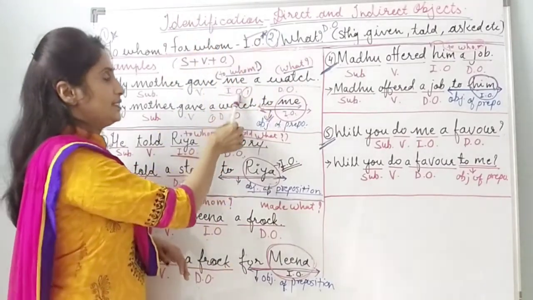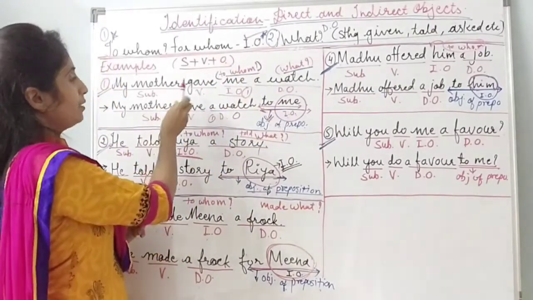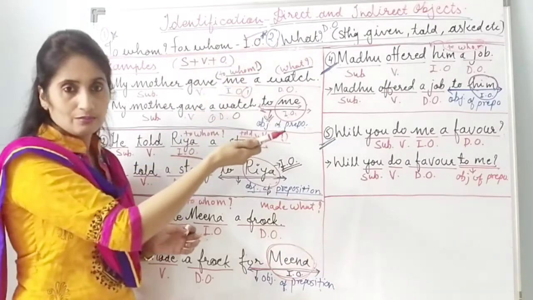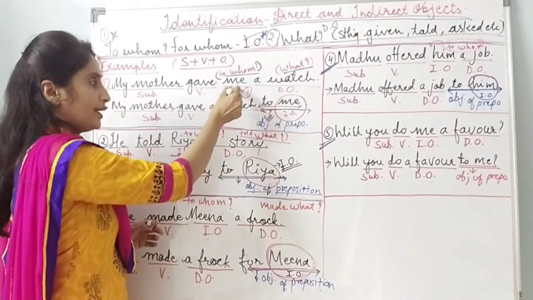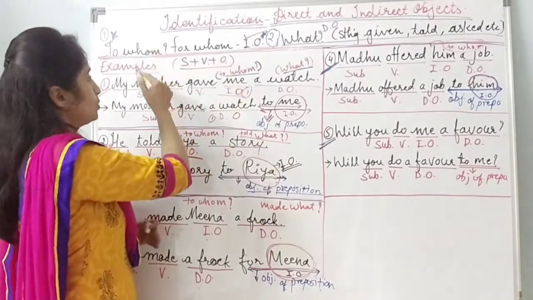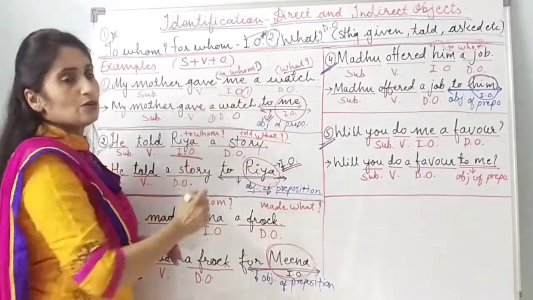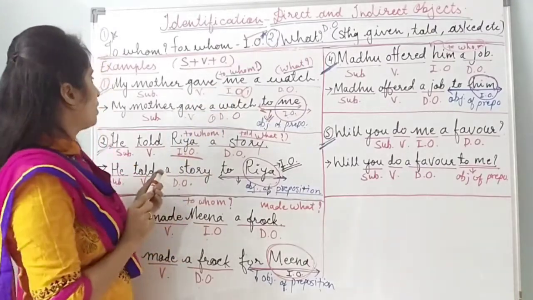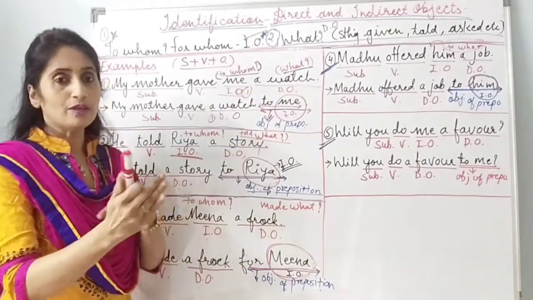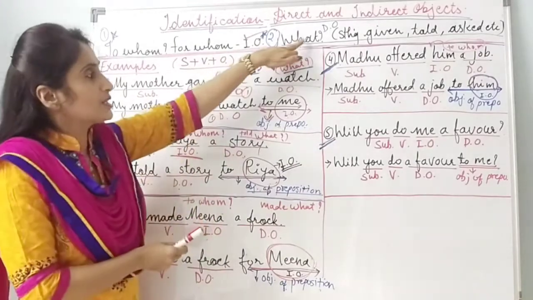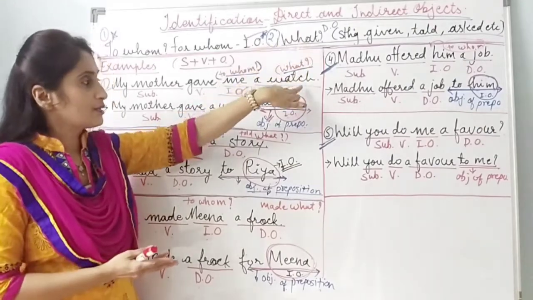Then why me is the indirect object and watch a direct object? Because my mother gave to whom? To whom? To me. So, whenever the question is asked, to whom or for whom, the answer you get is the indirect object. What did my mother give? What? Watch. She gave me a watch. And whenever you ask a question with what, the answer you get is the direct object.